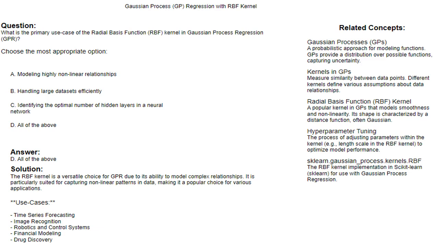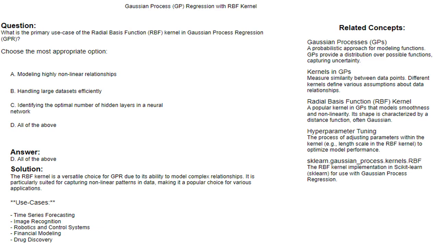Kernels in GPs measure similarity between data points. Different kernels define various assumptions about data relationships. Imagine you have two data points representing the age and height of two people. A kernel function would measure the similarity between these points based on their age and height. A common kernel like the RBF kernel assumes points closer in both age and height are more similar.